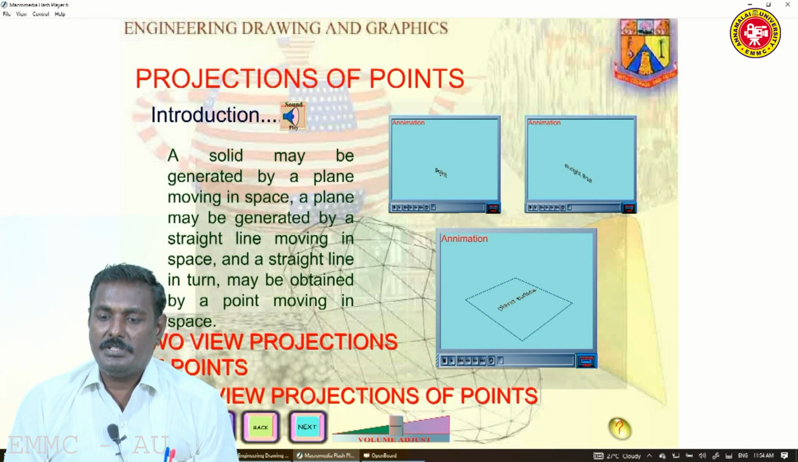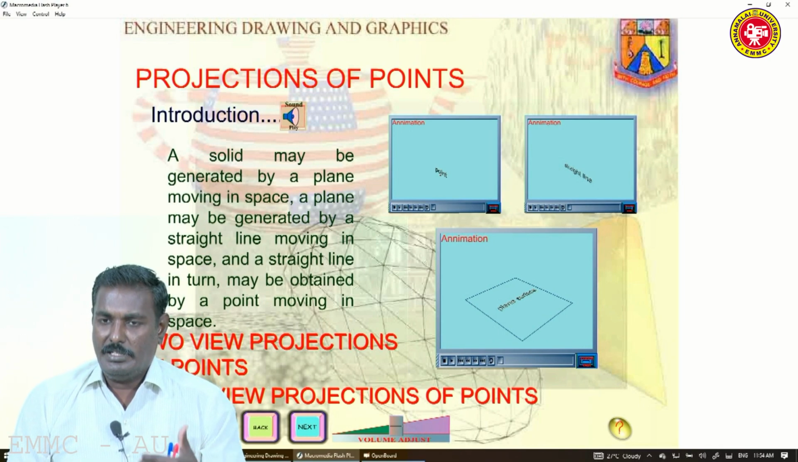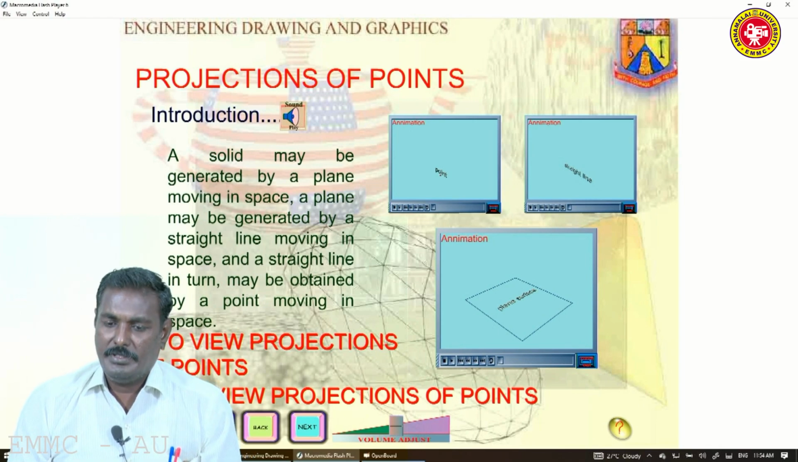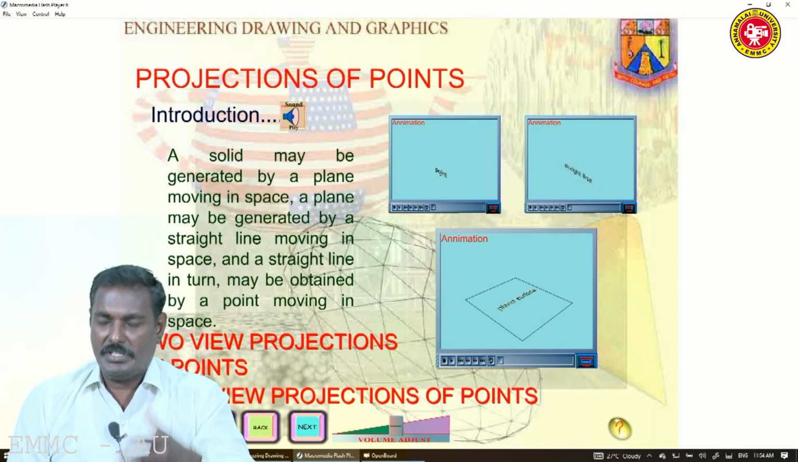In this session we are going to see projections of points. I already stated in the theory of projections why we go for projections: any representation of an object on the screen is in different views. The basis of construction of any entity or object is a number of points. That's why we first learn about points and how they are projected.